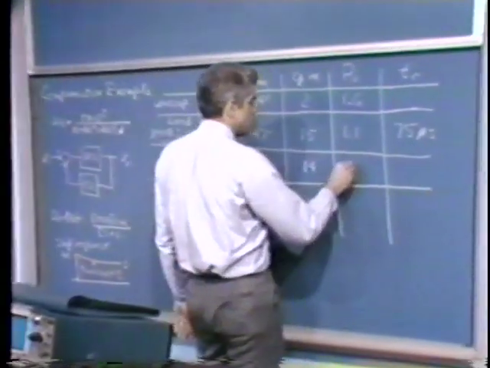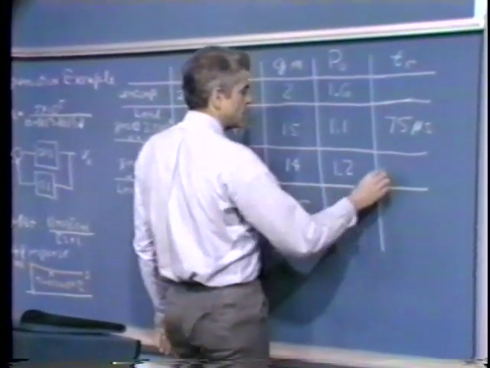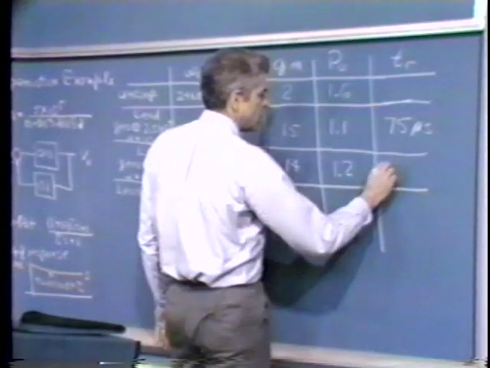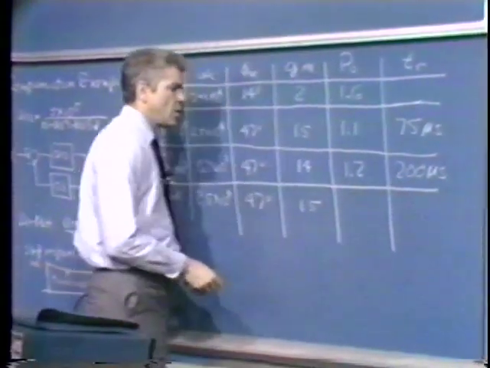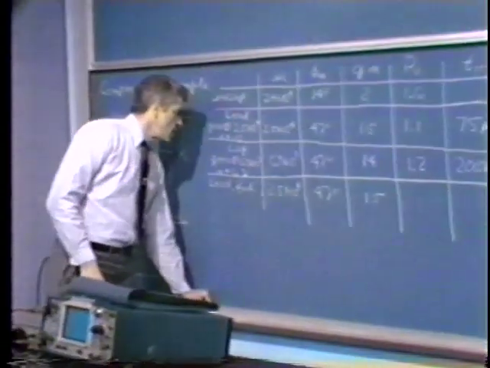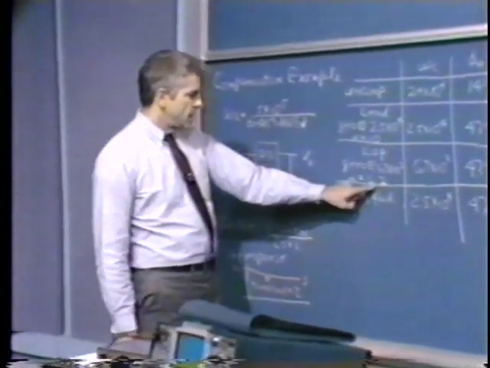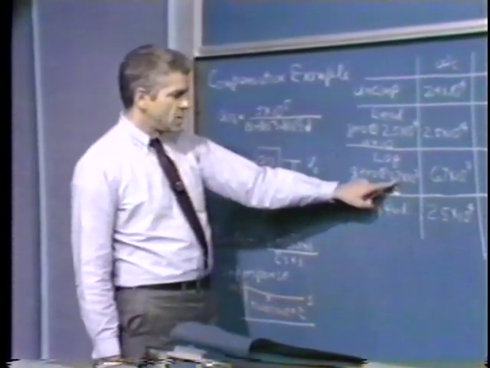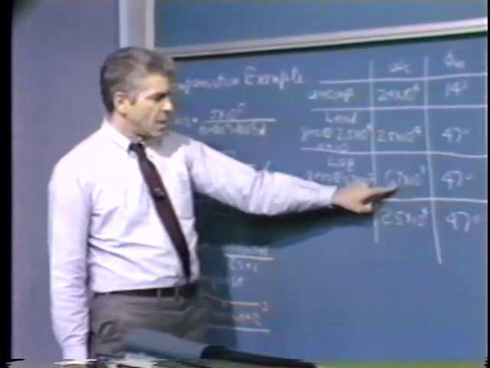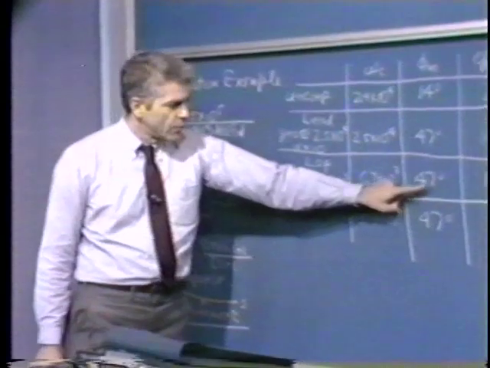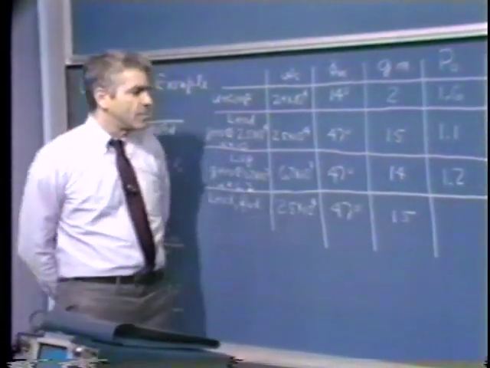So we conclude for this system, the lag compensated one, P0 is 1.2. The 10 to 90% rise time is 2 major divisions, or about 200 microseconds. These are with parameters alpha of 6.2 in the lag network, 0 at 6.7 times 10 to the second. That results in a 6.7 times 10 to the third radian per second crossover frequency, 47 degrees of phase margin, and if we keep track of things, we get a gain margin of about 14.